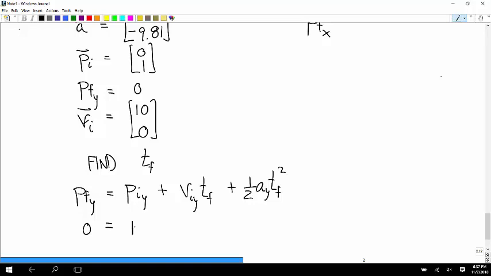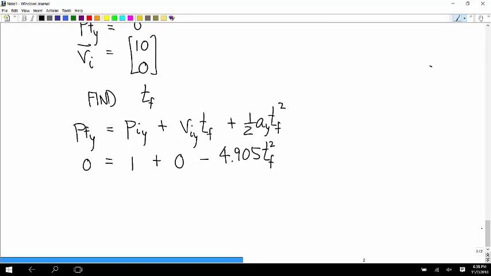So 0 is equal to 1 plus, and this was a place where a lot of people made their mistakes. I guess it just comes from not inferring from what was happening in the problem that this thing was moving horizontally. So I saw a few different versions of components for that initial velocity, but this should be 0 here, because it's moving horizontally. There's no vertical component. So plus 0 minus 4.905 TF squared. And so TF squared is 1 over 4.905. And then TF is like 0.452.